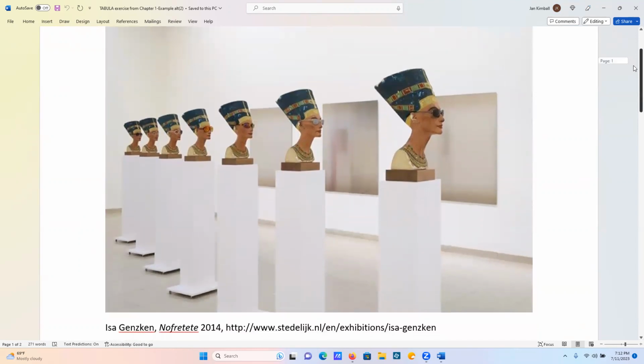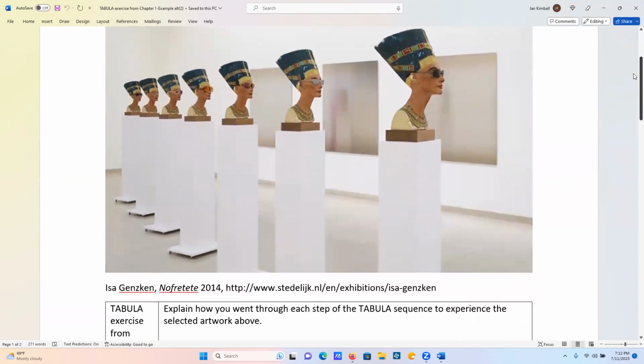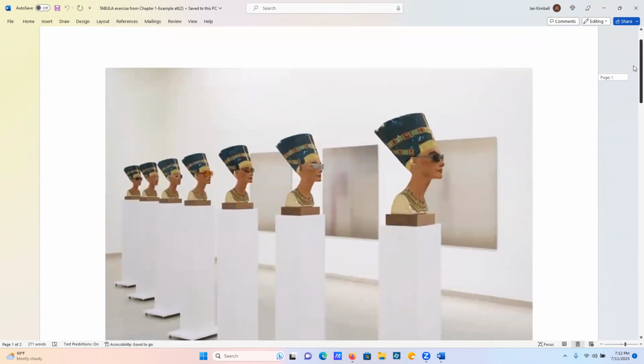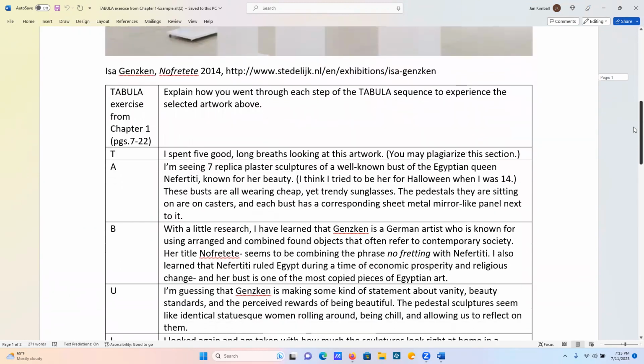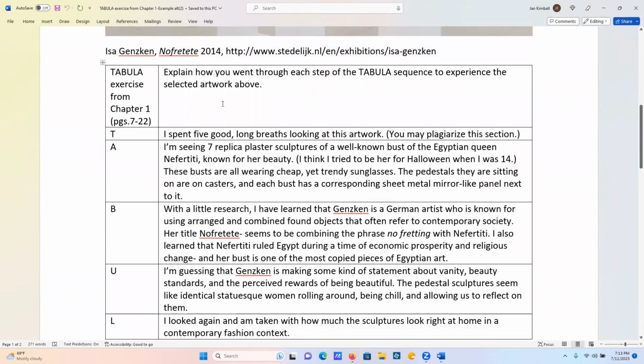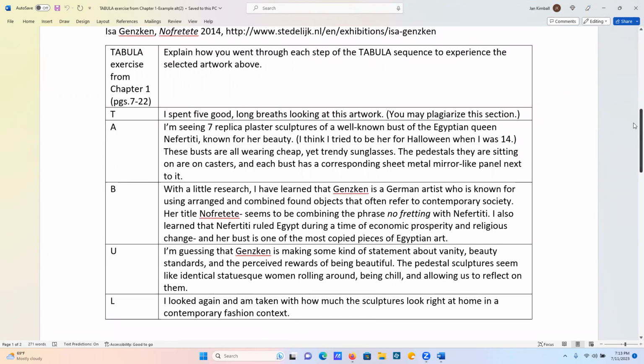So here's an artwork. This is the artist, Eyes Against Skin. It's called No for Teddy. It was done in 2014. And then here's a link to, I guess, where it's from, so you can see that picture. So tabula, and it says it's from chapter 1. Tabula stands for T-A-B-U-L-A. And the first T stands for time.